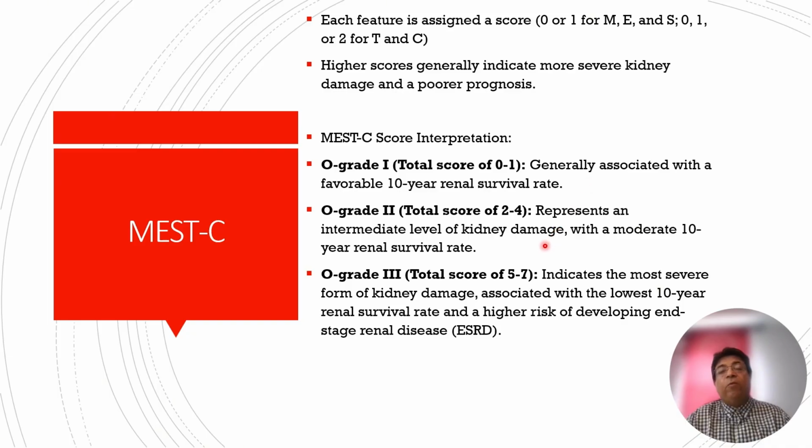Score of 2 to 4 represents an intermediate level of kidney damage with a moderate 10-year renal survival rate. And a score of 5 to 7 indicates the most severe form of kidney damage associated with the lowest 10-year survival rate and a higher risk of developing end-stage renal disease.